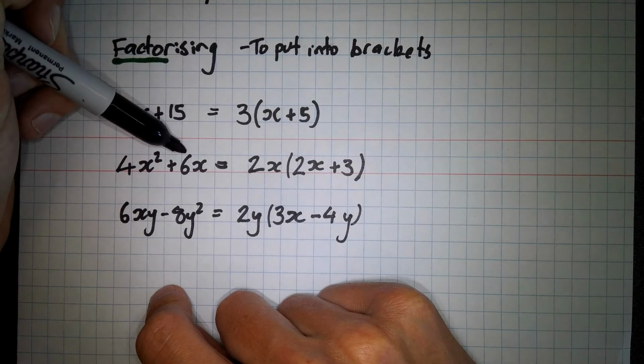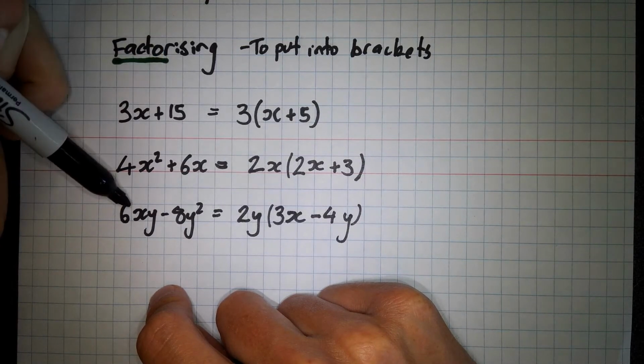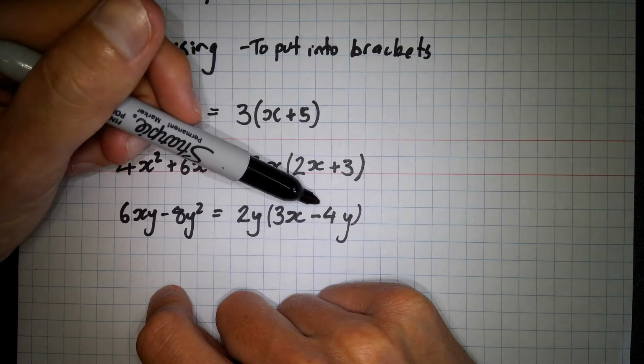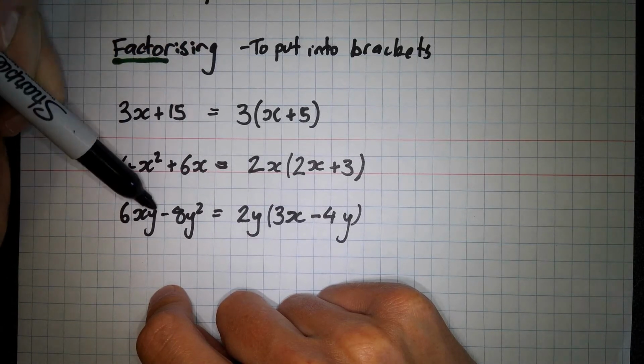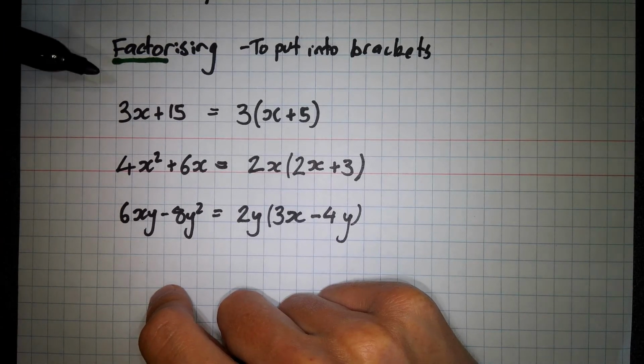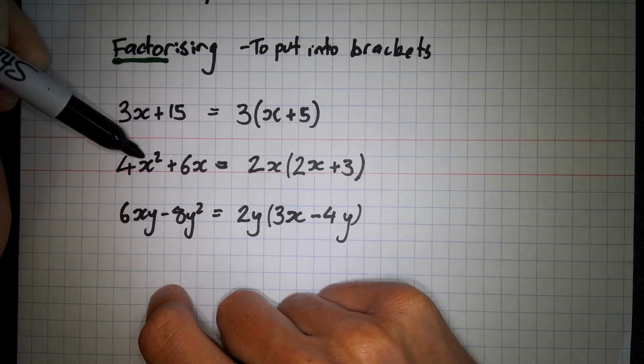Now we can check all these are right, because 2x times 2x is 4x squared, and 2x times 3 is 6x. 2y times 3x is 6xy, and 2y times negative 4y is negative 8y squared. So all three of those are correct.